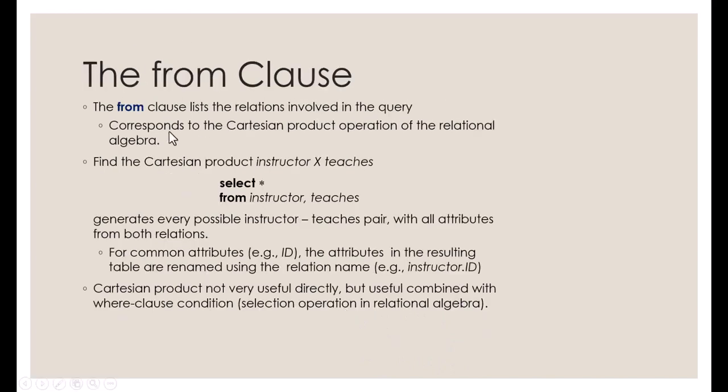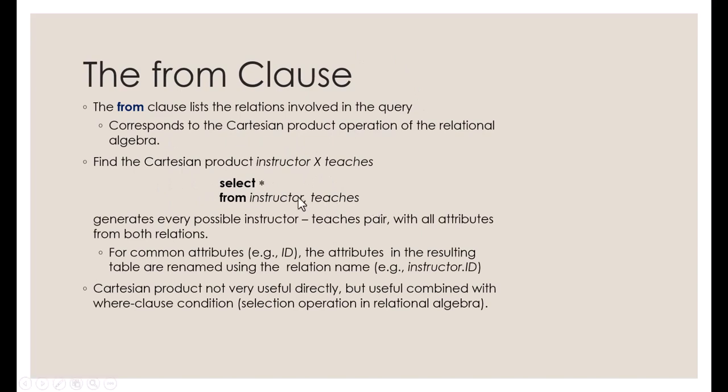Okay, you can have multiple relations in the from clause. So select asterisk, meaning select everything. We want to display all the attributes from instructor, comma, teaches. This comma means that we're taking every single possible combination between instructor and teaches. That's going to be the same thing as the Cartesian product that we dealt with in relational algebra.